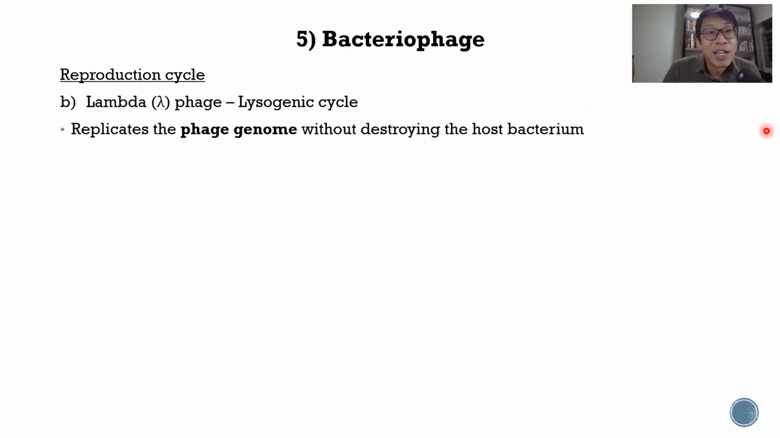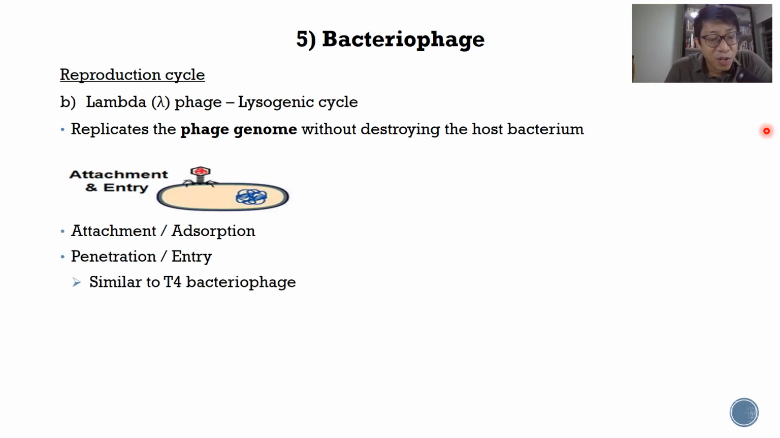Okay, so next we'll be looking at lambda phages, which reproduce by both the lytic and lysogenic cycles. The lysogenic cycle is the process where the genome, the DNA of the virus, is replicated, but the whole cell does not die. We'll look at why later.